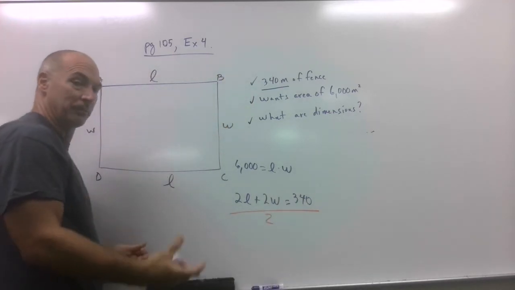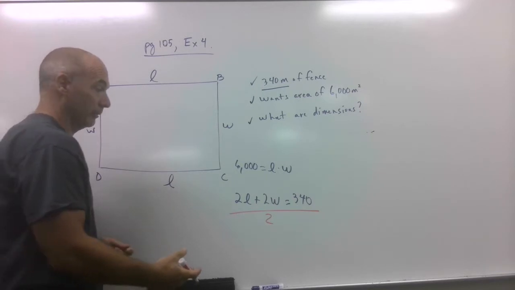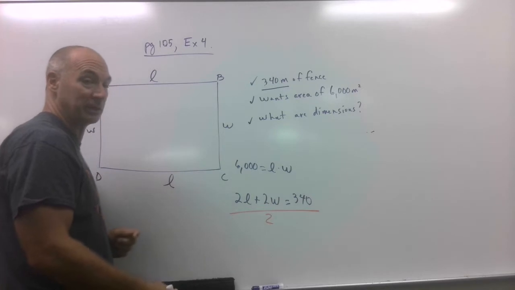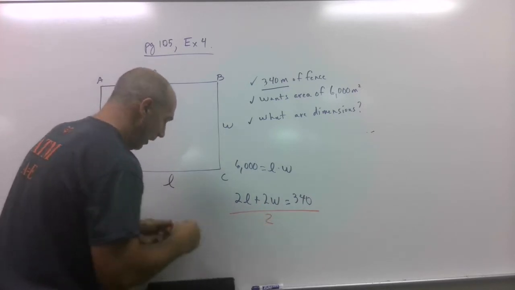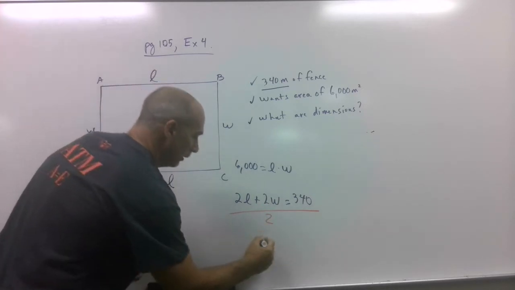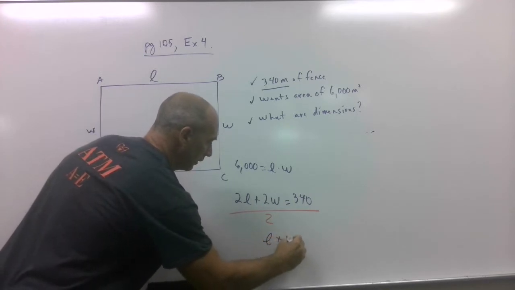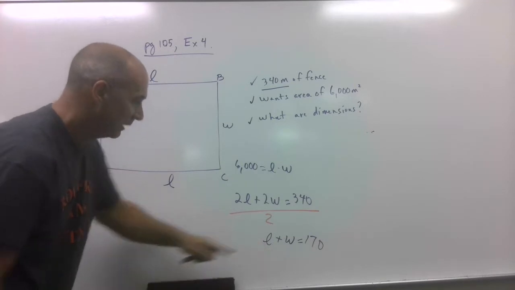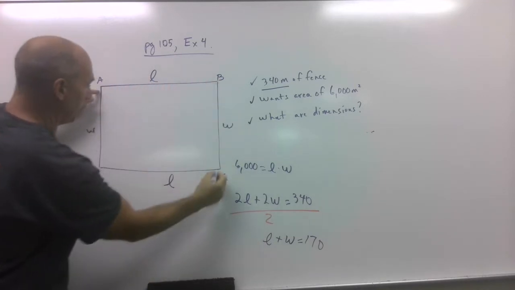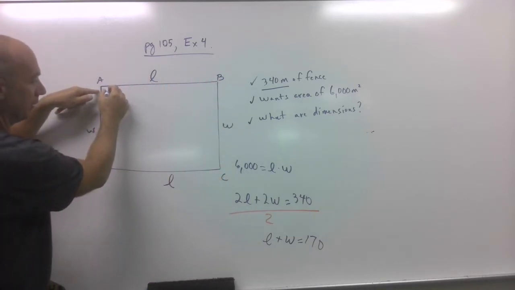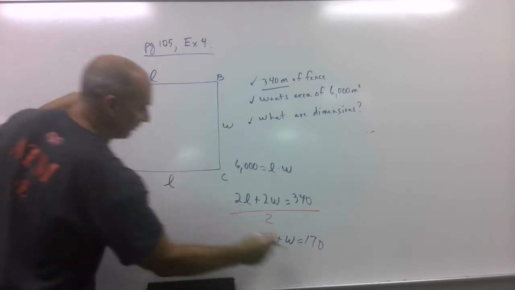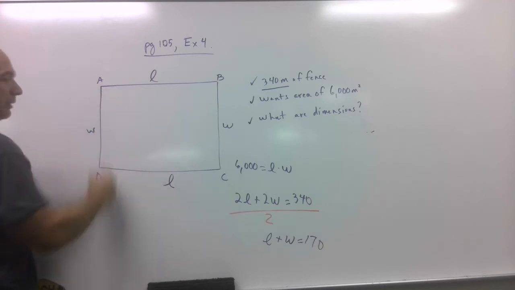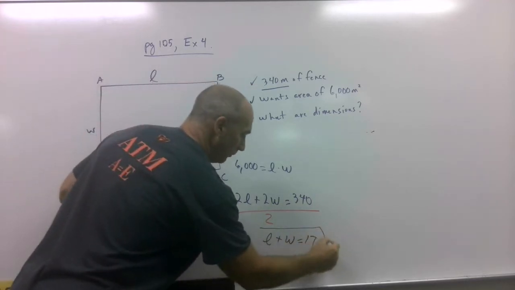So you're always trying to make your life easier, not harder. Well, what if I forget to do this? Now the numbers are going to get enormous. They're already going to be big. So this would spit out length plus width equals 170. And that shouldn't shock you because if it's 340 all the way around, then technically what they're saying is it's 170 if you just go halfway around, length plus width. So we're going to use this one.